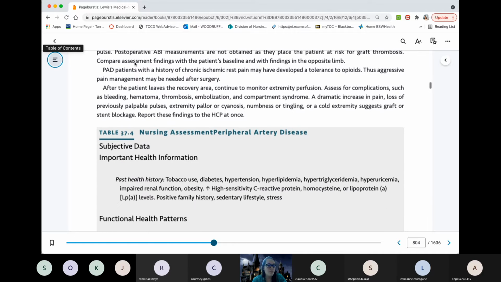It's saying pain management's really hard. And what I'm doing after class is reading a little deeper, but I'm still kind of skimming and trying to get an overall idea. Because a lot of times this book is very wordy, and it'll have a whole paragraph pretty much just saying, hey, PAD, history, chronic pain, tolerance to opioids, and thus aggressive pain management may be needed. Okay, so the big point there is I need pain meds.